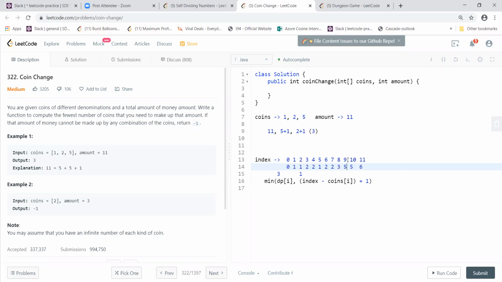And for 9, 9 minus 5 will be 4, which is 2 plus 1, 3, right? And 10 minus 5 is 5, which is 1, right? So this will be 2. And for 11, 11 minus 5 is 6, 6 is 2, right? And then 2 plus 1 will be 3. And therefore our answer is 3.